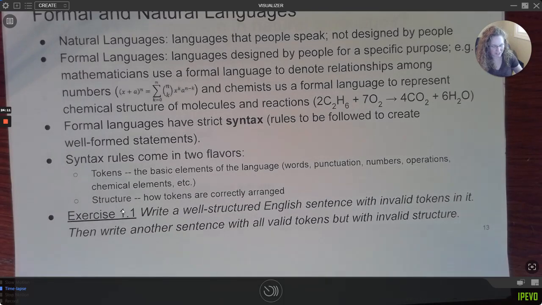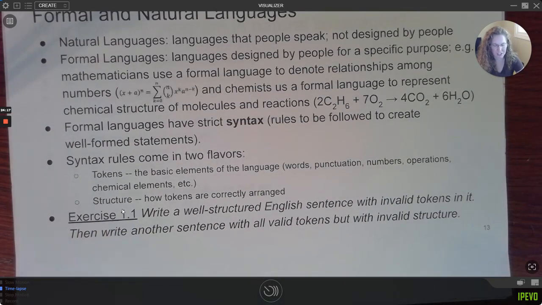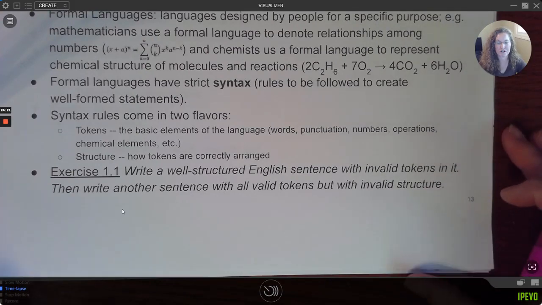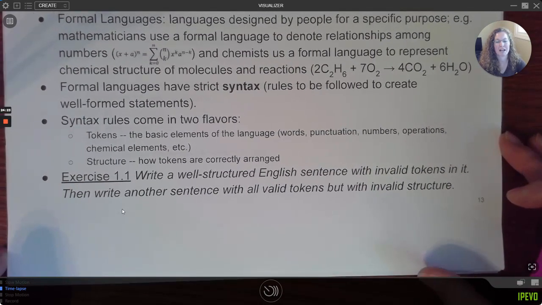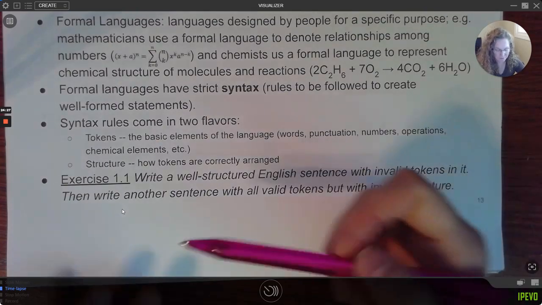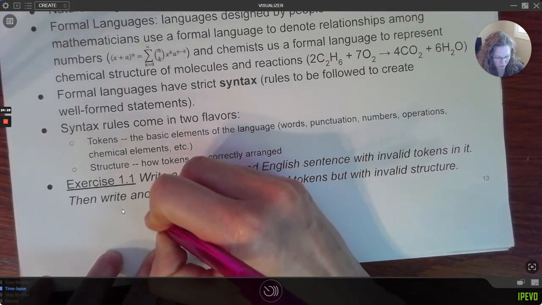Okay, so let's look at a couple of examples to help us get this idea of an error in tokens or an error in structure. This is an exercise from your book. We'll just do it together. Write a well-structured English sentence that has invalid tokens in it. This might be an example I could do.